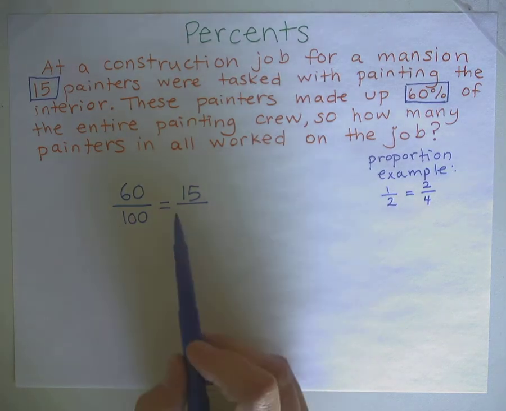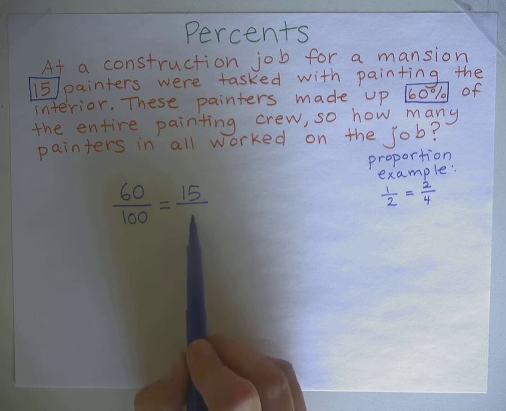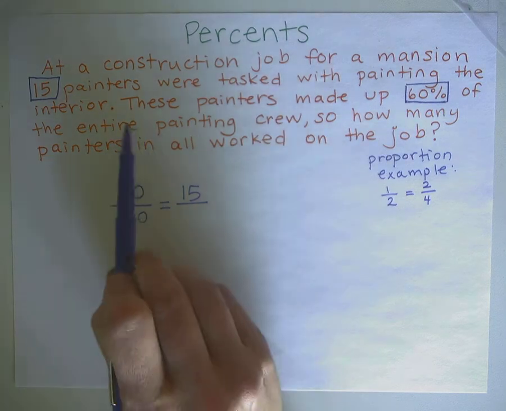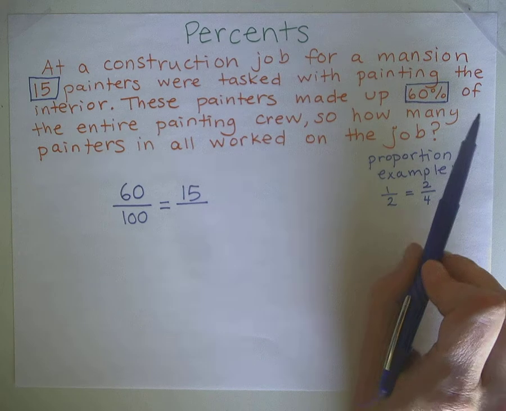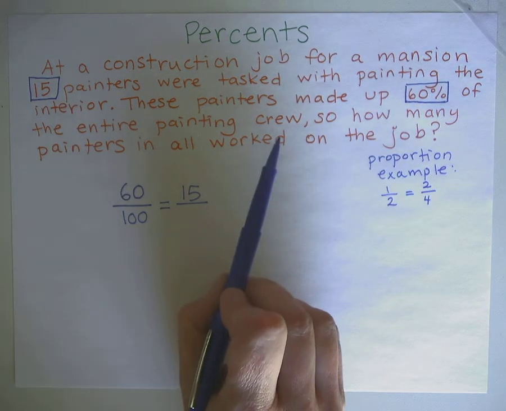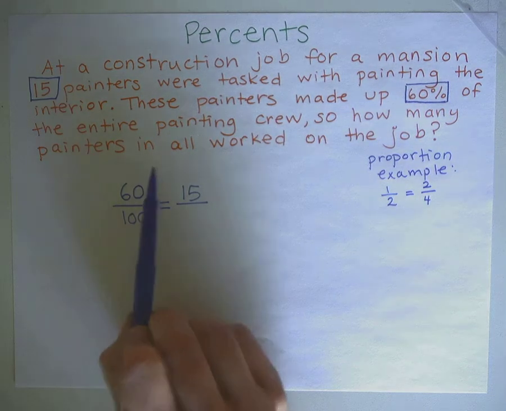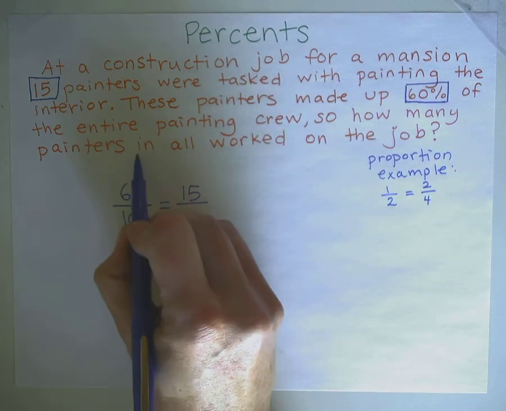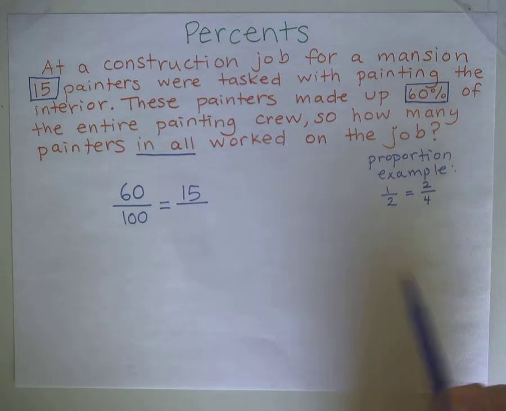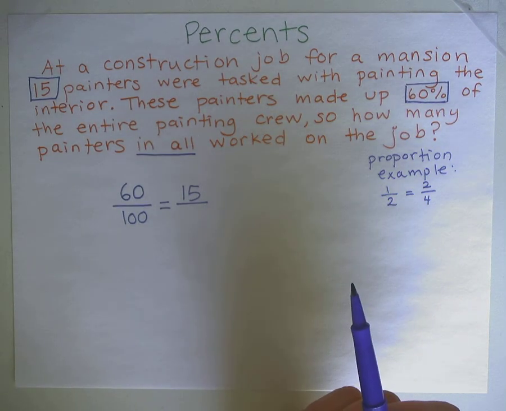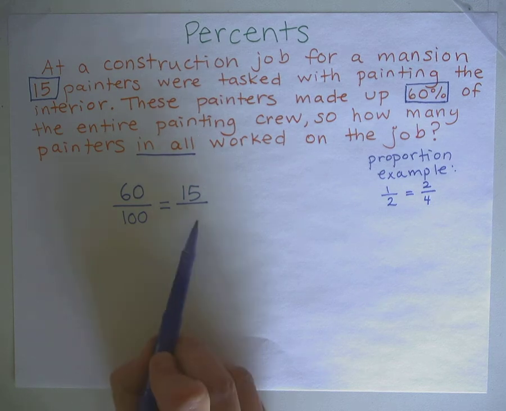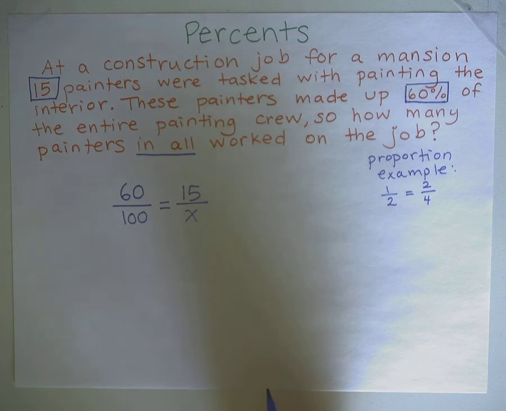Now we have, this is what we need to find out. We need to find out what 100% of the painters were, right? Because it says these painters made up 60% of the entire painting crew. So how many painters in all worked on the job? Right? So we would need to know, in all that would be considered 100% of the painters. So the 100% would go across here. That's what we have to find out. So we can say that this is X for right now.